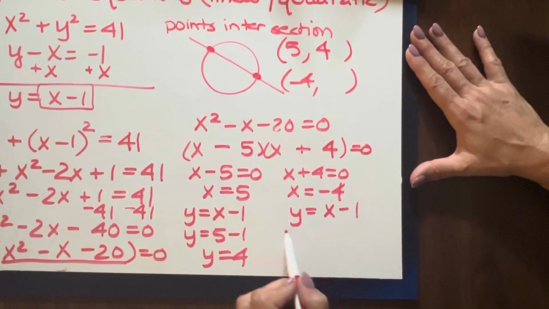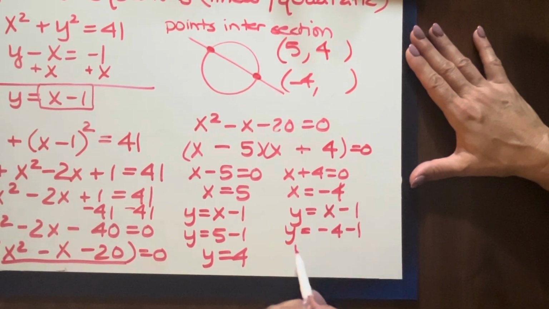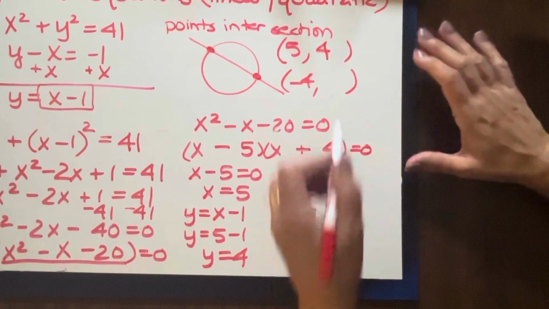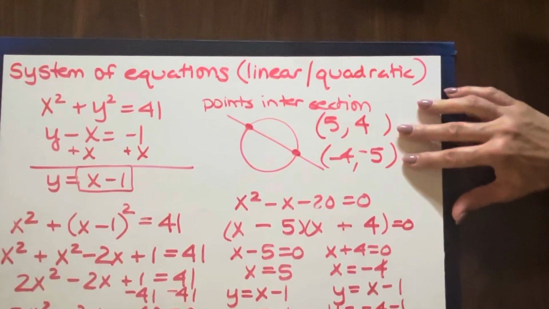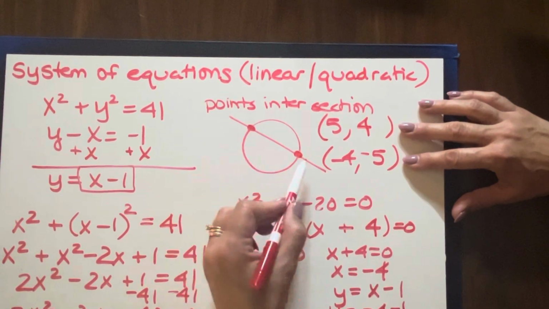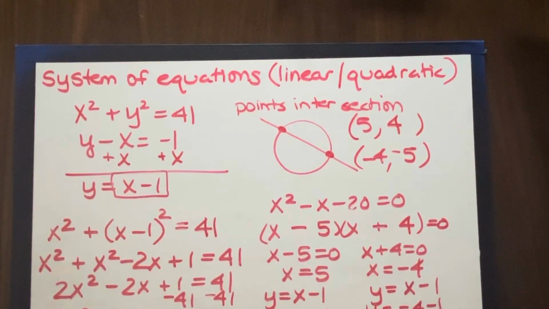Let's do the same thing, but now we're plugging in that -4. So -4 minus 1, that gives me y is -5. So when x is -4, the y is -5. And these 2 points are the points of intersection between the line and the circle. And that's one way of solving a system with a linear and a quadratic equation.